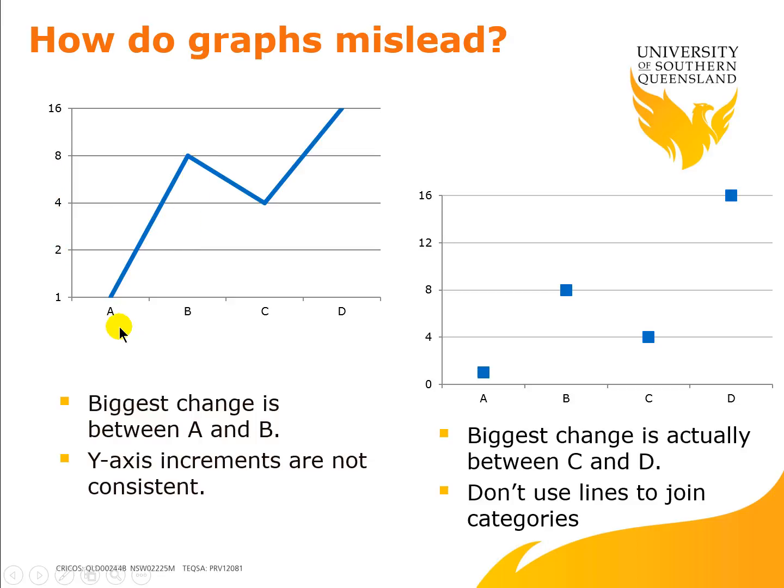The other thing is that because we have categories along our x-axis, we should never use a line. There's nothing joining A and B. They are discrete groups from each other and they should not be joined together by a line. We should use either just dots or bars to indicate that these are discrete groups.